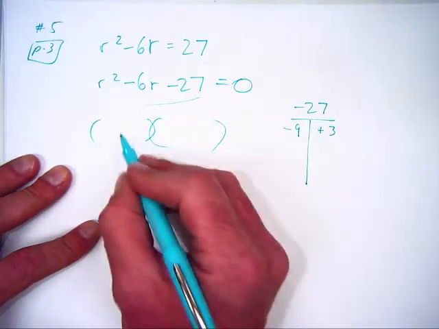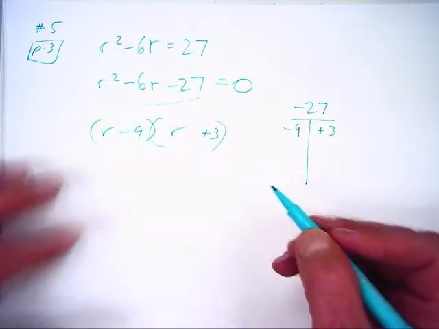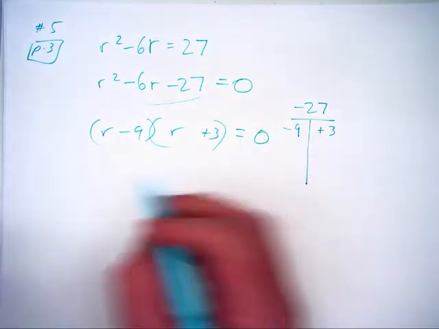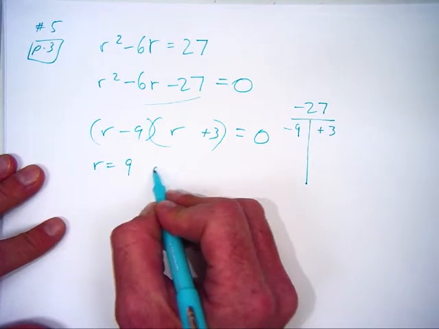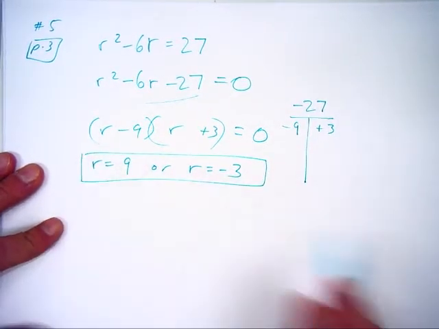So all we do is write those and then put our r's here. That's going to equal 0. It looks like r is going to equal 9 or r equals negative 3. Those are our final answers for that.